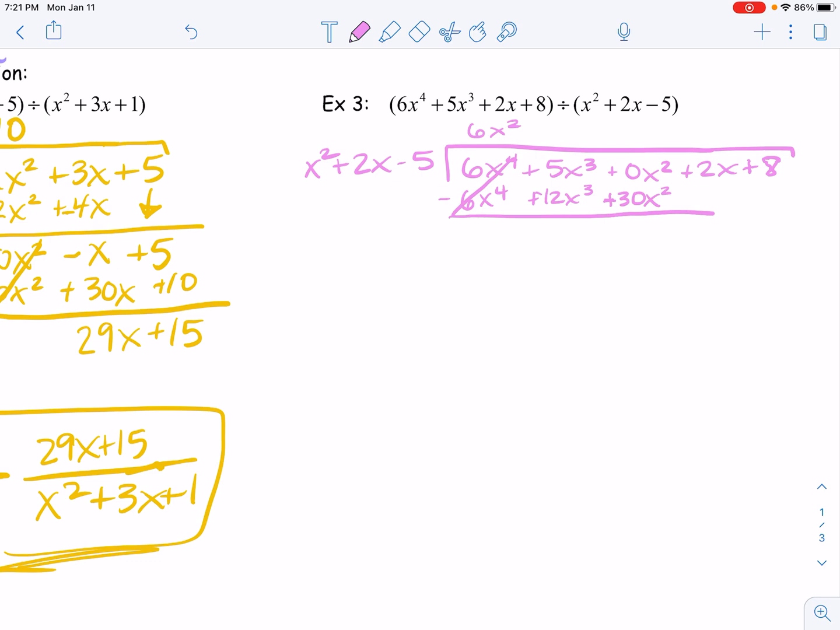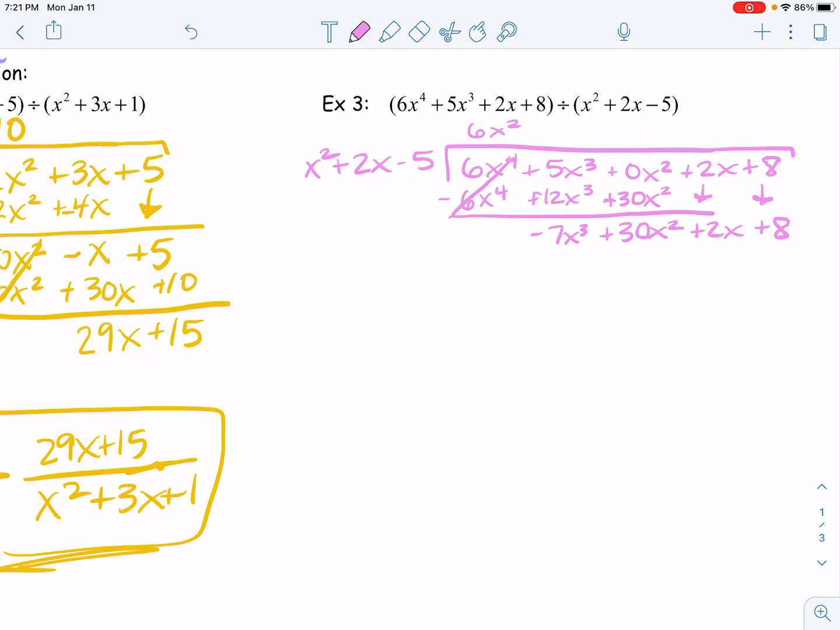Always should cancel out. 5x cubed minus 12x cubed is negative 7x cubed. A 0x squared and a 30x squared is a 30x squared. Drop down, drop down. Do it again.